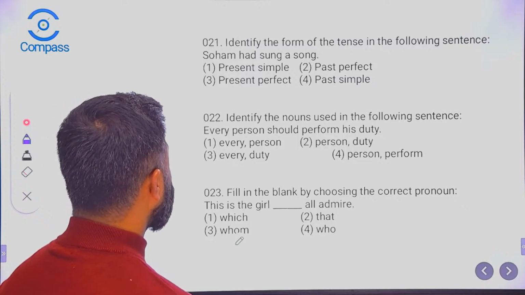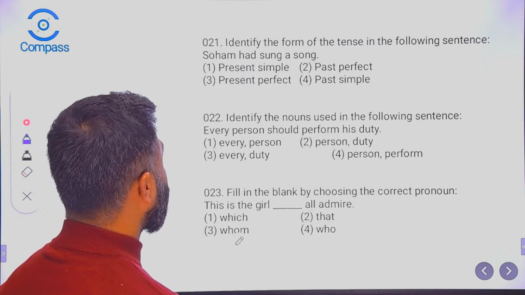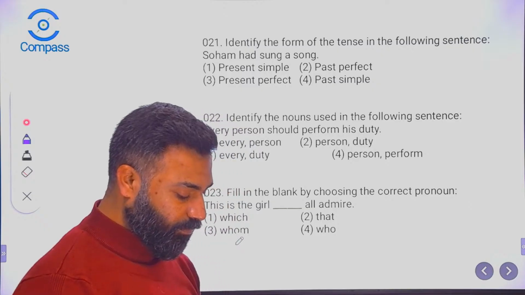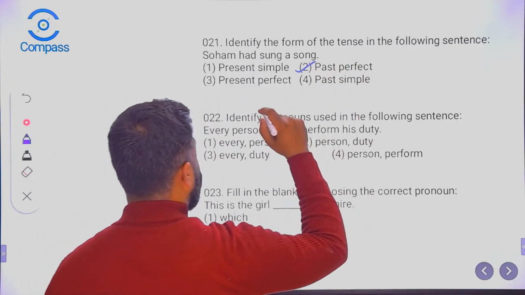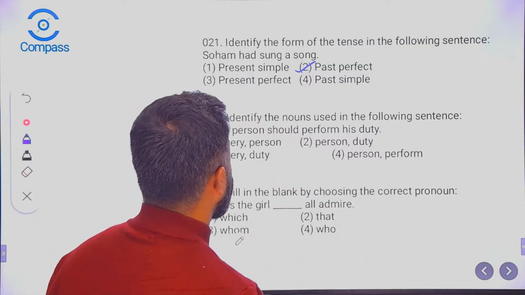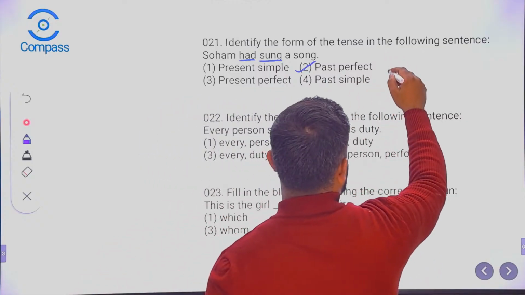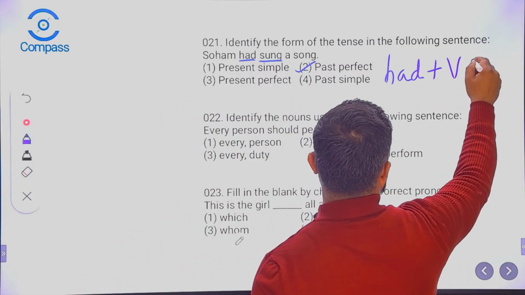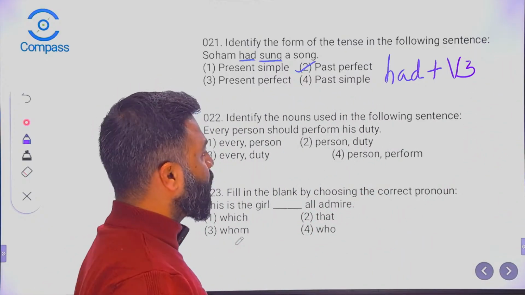So that's great. Okay, identify the form of the tense in the following sentence. So, Soham had sung a song. So, what do you think? Which is the correct form of the tense here? Right, very good. Past perfect. That's the right option. Past perfect. Because we have had and sung. Had plus V3. So that's the right option.